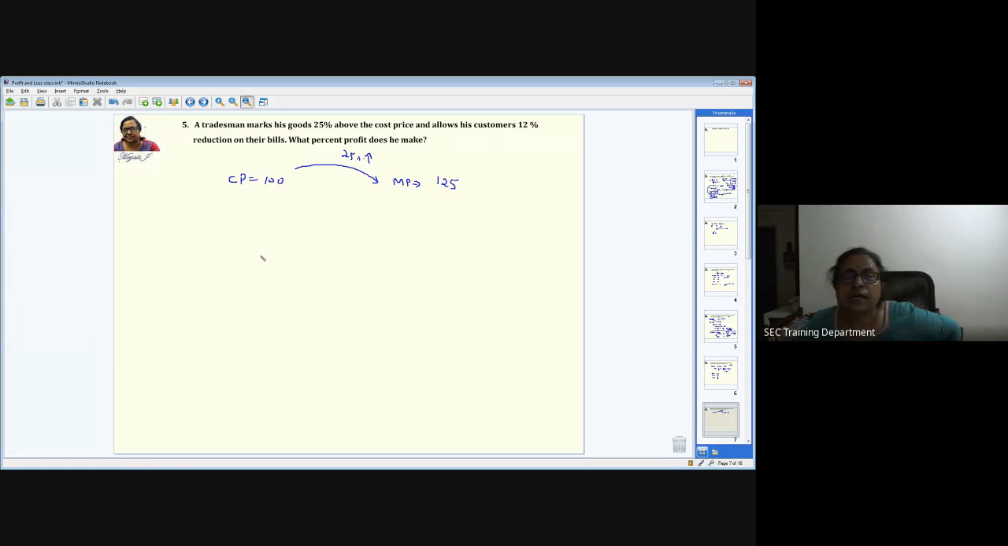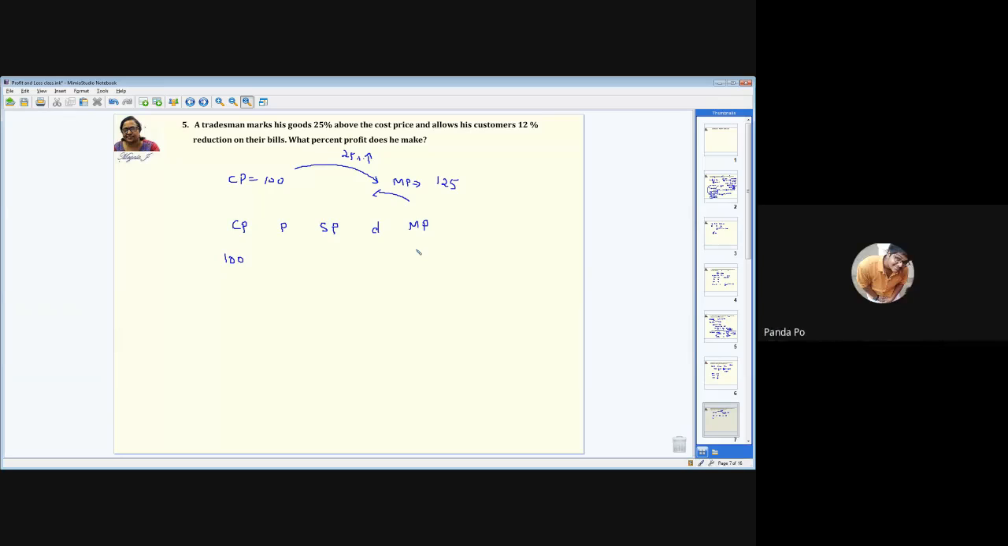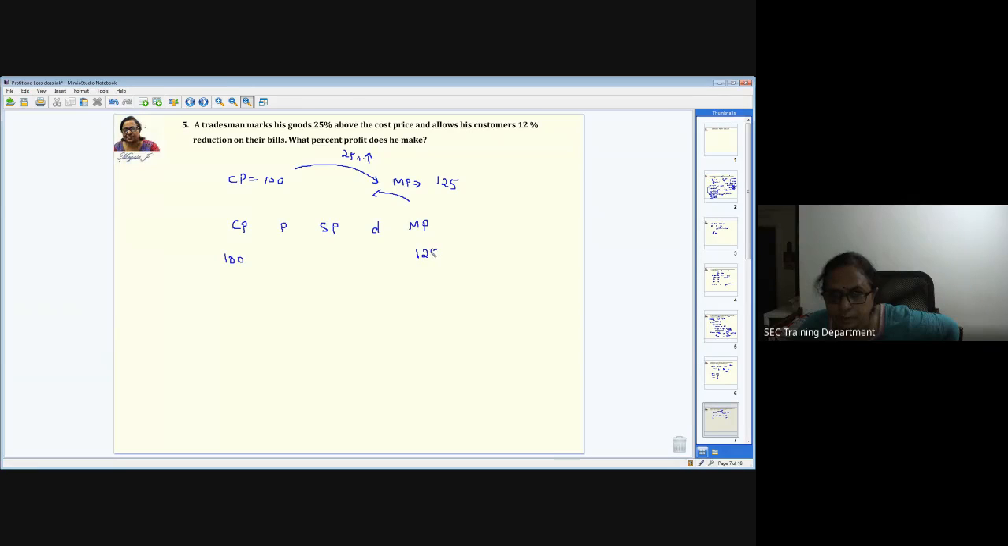Above the cost price, and he allows a customer a discount. See, usually the flow is always like this. Let me write it in the same way. I'm taking this as 100. He marks up the price by 25%. Therefore, the marked price will be 125, and he gives a discount of 12%.